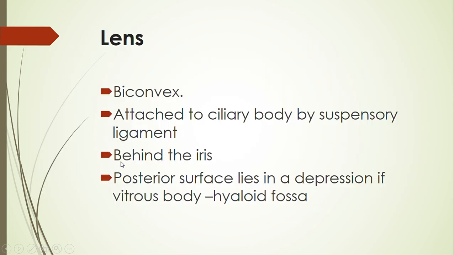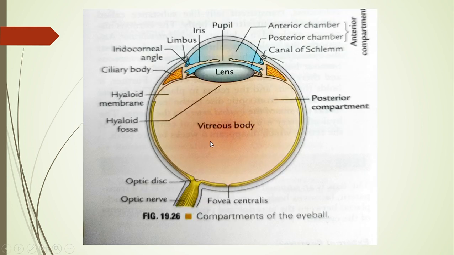The lens is biconvex. The lens has two projected sides, the anterior and posterior surfaces, so it is biconvex in nature. It is attached to the ciliary body, to the projections of the ciliary body, the ciliary processes, by means of the suspensory ligaments, which hold the lens in position.